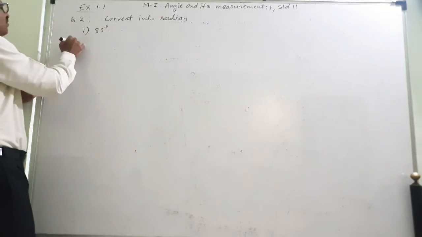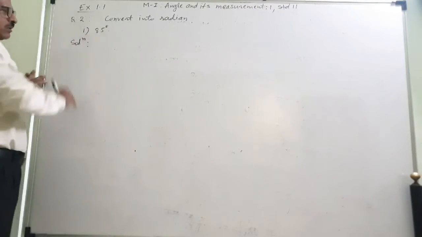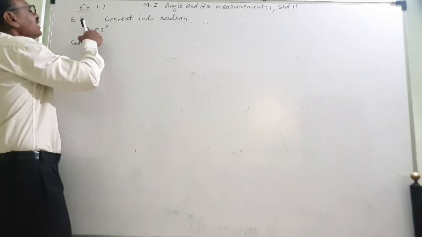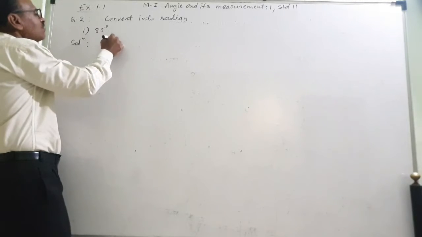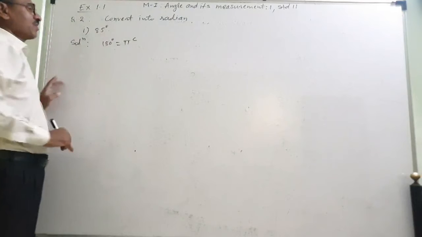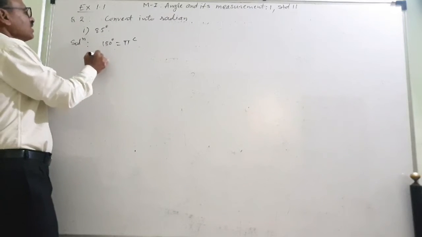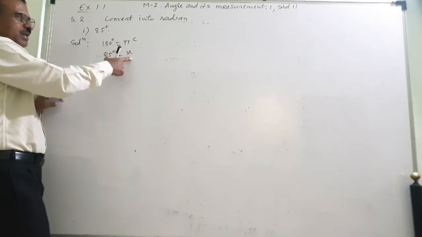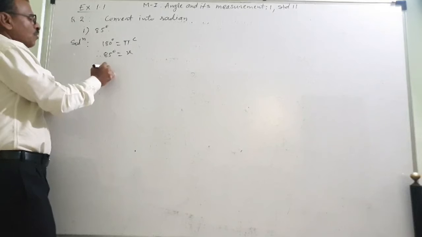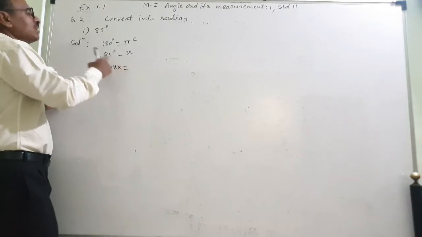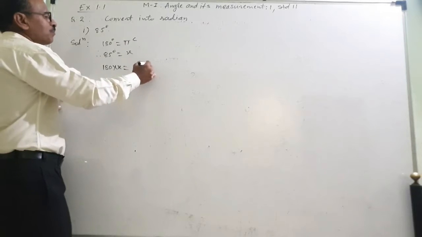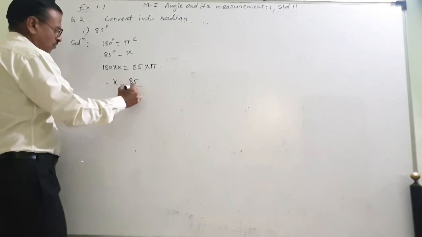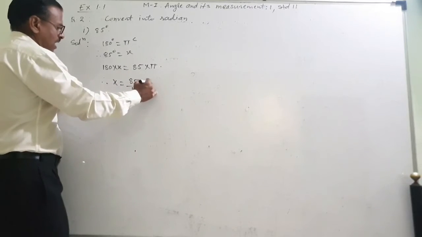So solution, I am going to give you the solution in 2 ways of how to convert this. This is degree, so I will write 180 degree means pi radian. This is fixed. Therefore, 85 degree is equal to x radian. Do the cross multiplication. 180 into x is equal to 85 into pi. Therefore, x is equal to 85 upon 180 into pi.